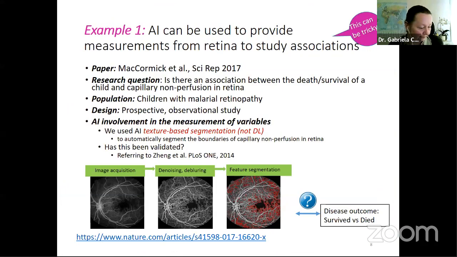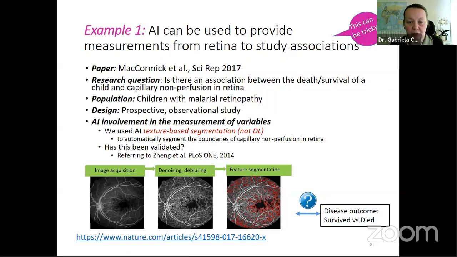So, for example, AI can be used to provide measurements from the retina to study associations. I'm showing here an example of a paper that we published in Liverpool, with Ian McCormick being the first author, in Scientific Reports 2017. The research question was: is there an association between the death and survival of a child and the amount of capillary non-perfusion in the retina? The idea was that if there are processes in the brain, these processes may be manifested also in the retina. The population were children who had malaria retinopathy and were also comatose.